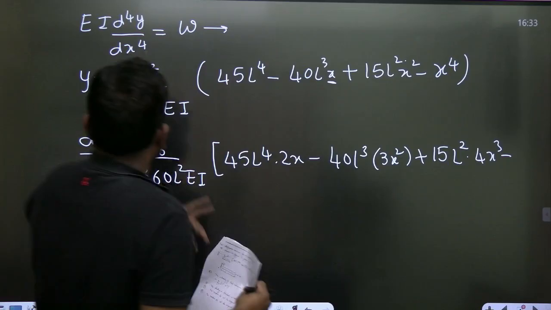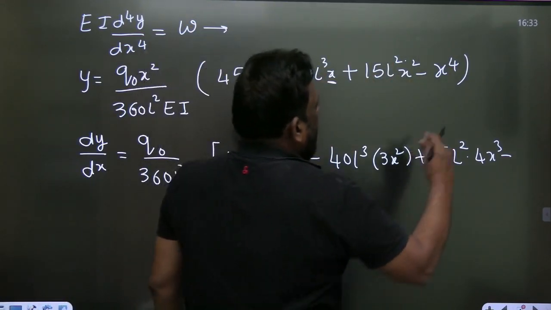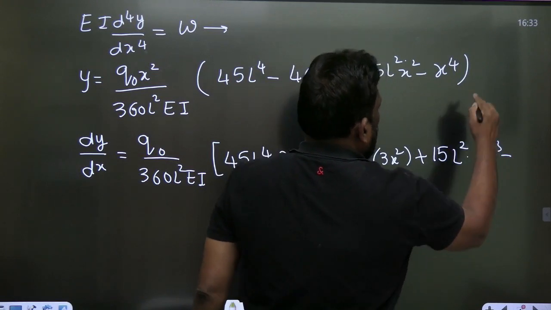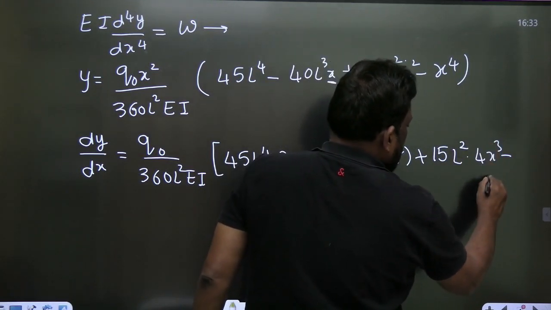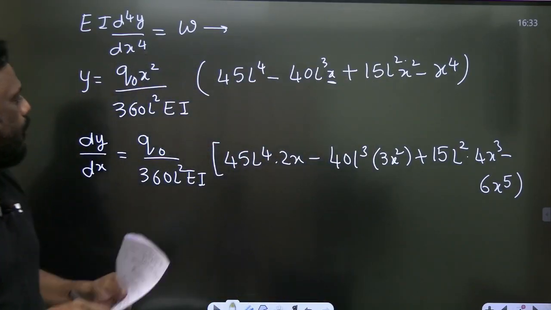Minus x square into x power 4 is x power 6. So therefore x power 6 is 6x power 5. Excellent, sirs. Excellent, no problem at all.